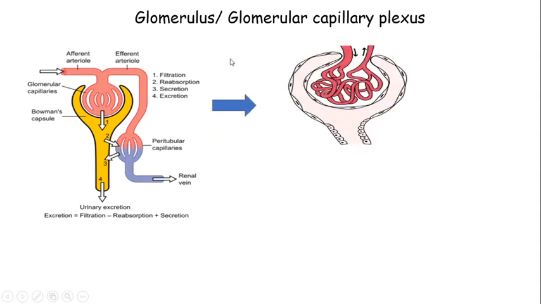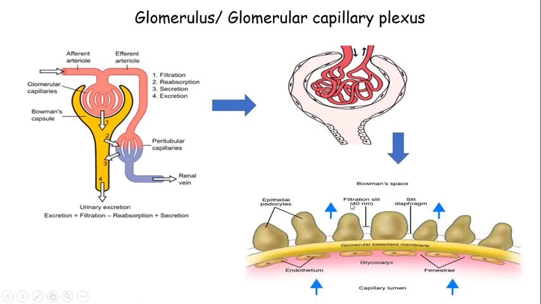Now look at this. Filtration takes place in the glomerulus. So look at this structure. This is a Bowman's capsule and this is the glomerulus where this filtration takes place. And this is the structure of the glomerular filtration membrane. Now these are all blood vessels.